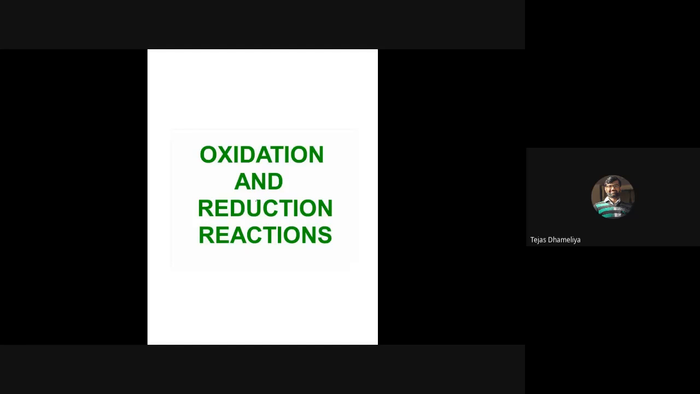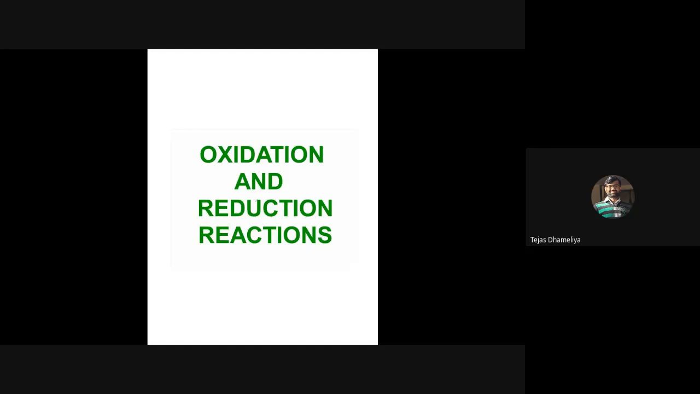Oxidation and reduction. Oxidation means what? Simply, we can call oxidation the addition of oxygen. Reduction, we can call the removal of oxygen. At one place, oxygen is being added; at the other point, oxygen is removed. This way, both the processes are opposite to each other. One is addition of oxygen, the other is removal of oxygen. So both the processes are different.